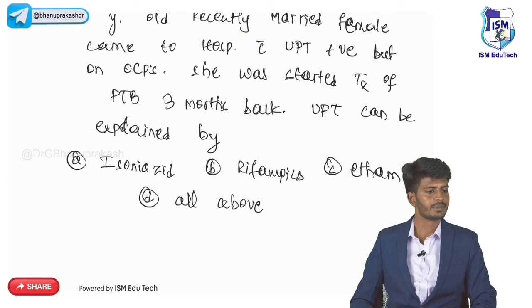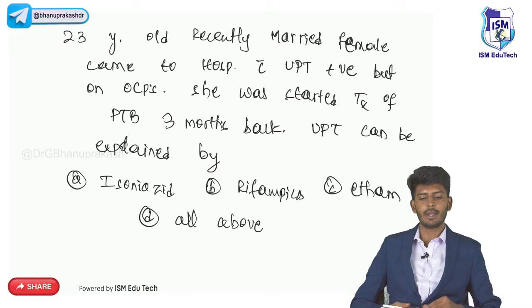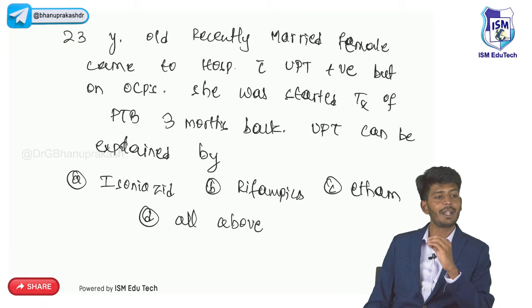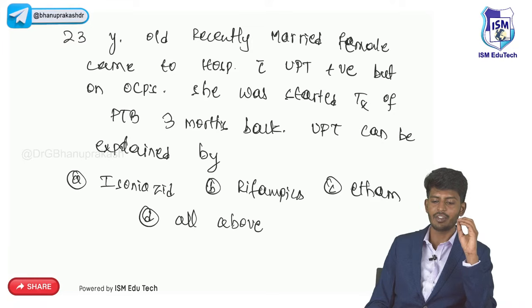A 23-year-old recently married female came to the hospital with UPT positive. Urine pregnancy test was positive. But she was on the OCP. If she was on the OCP, it is less likely, though not impossible, that she can get pregnant. But the important aspect is that she was started on pulmonary TB treatment.